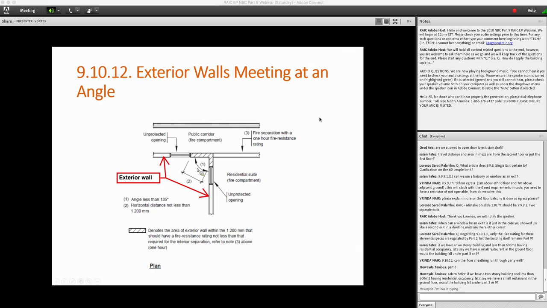For instance, between a public corridor and a residential suite, you would have a 45-minute fire resistance rated separation between the corridor and the residential suite. So you don't want a situation whereby there is the potential for fire to spread from the public corridor to the residential unit and vice versa.